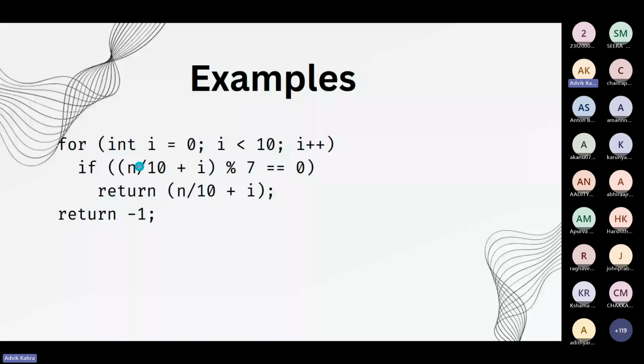So now 54 will become 5 times 10, 50 plus i, which will vary from 0 to 9, mod 7 is equal to 0. Then return again n by 10 times 10 plus i. My bad. So yeah, that's our method here. So 54 would work like this. 54 by 10, 5. 5 times 10, 50. 50 plus 0 mod 7 is not 0. Okay. 50 plus 1 mod 7, still not 0. 50 plus 2 mod 7, still not 0. 53, no. 54, no. 55, no. 56, yes. And we return 56.